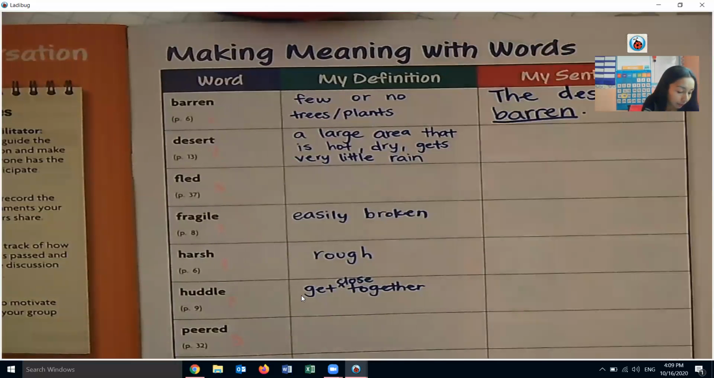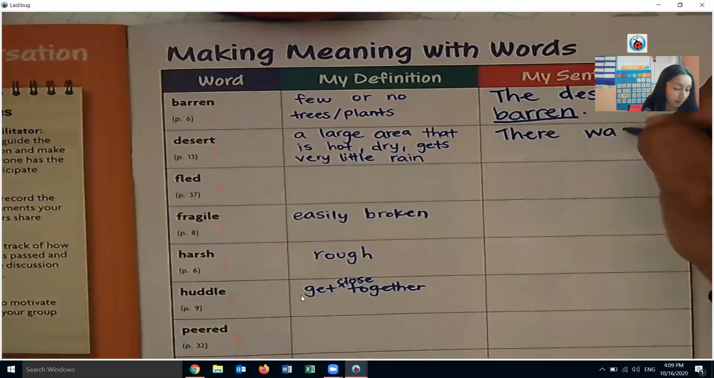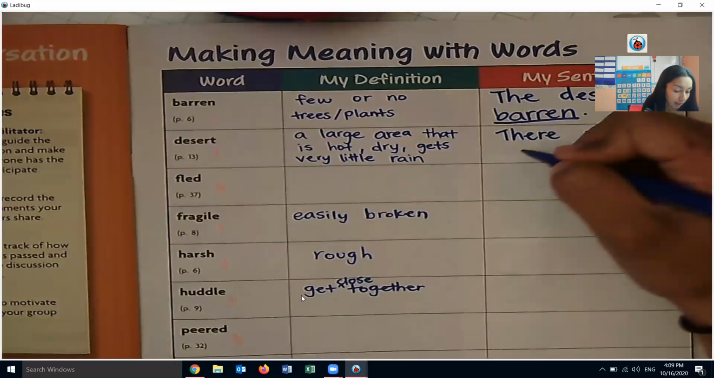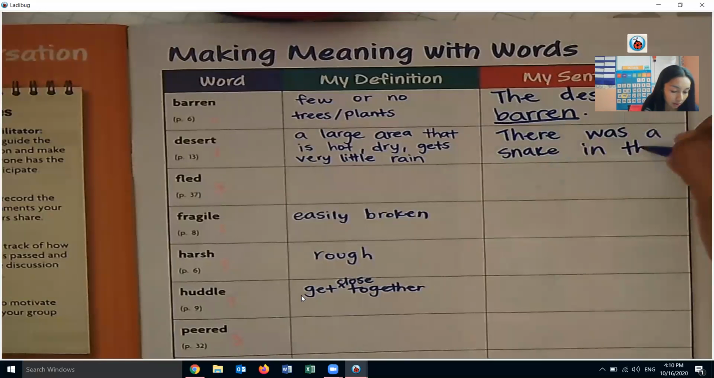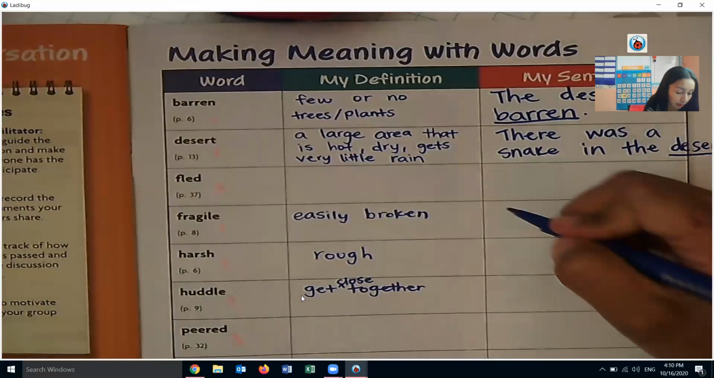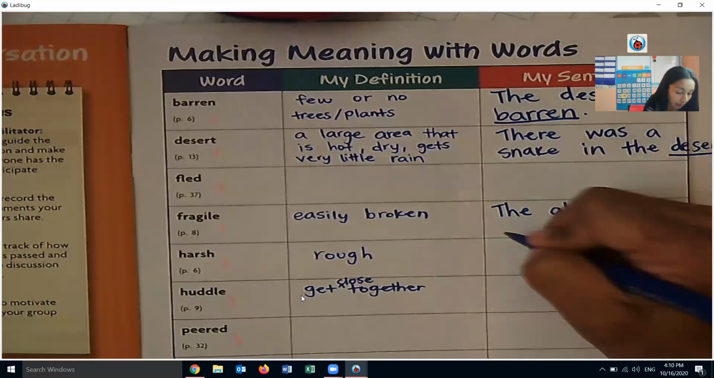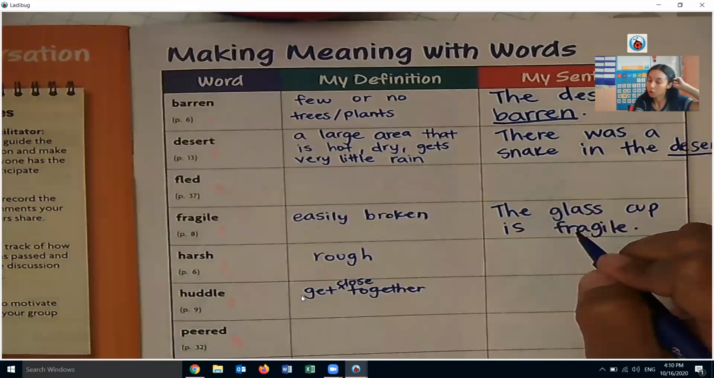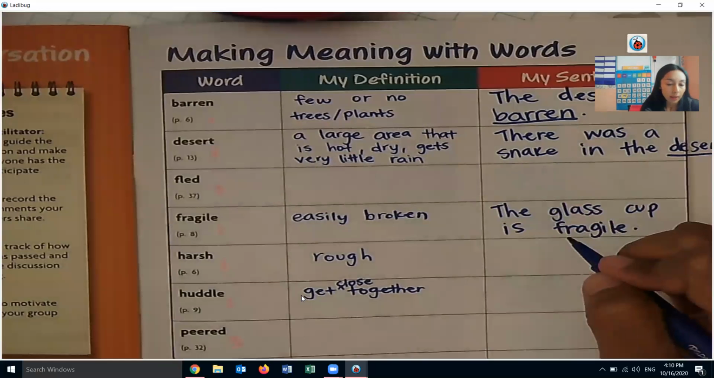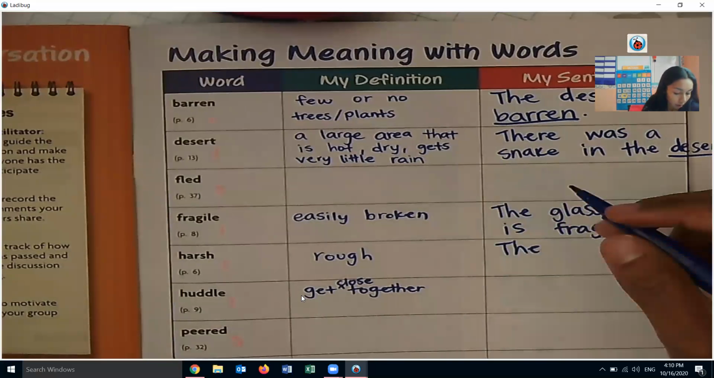For desert, I'll say there was a snake in the desert, maybe a rattlesnake in the desert. Fragile, the glass cup, like my example, the glass cup is fragile. Rough or harsh, harsh is the word, meaning rough. Maybe the weather was harsh. The weather.